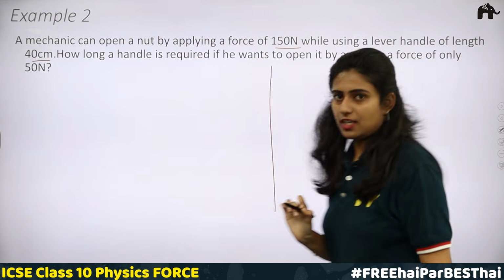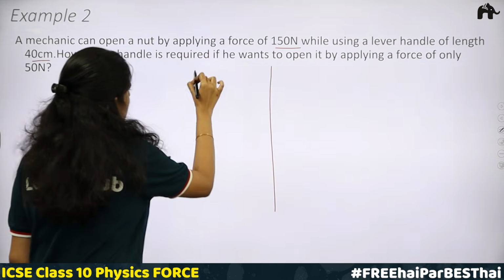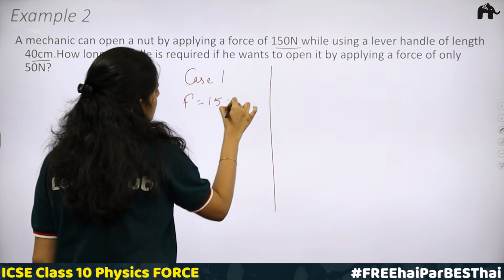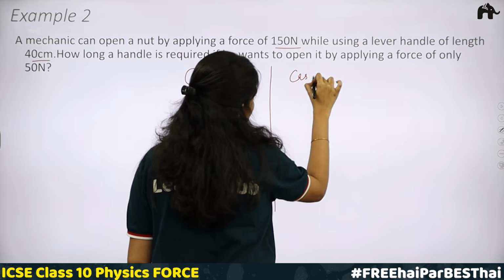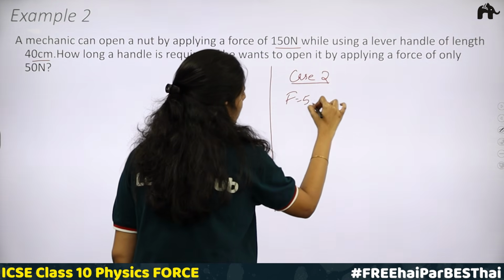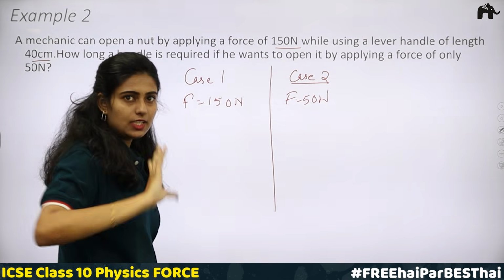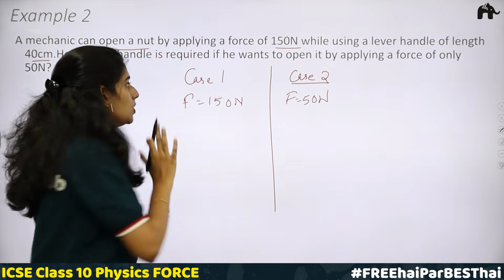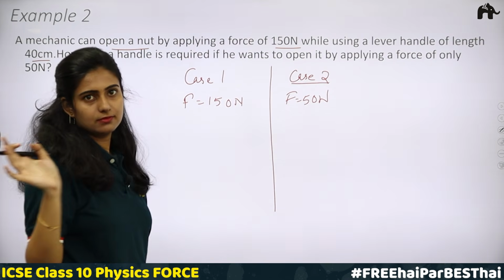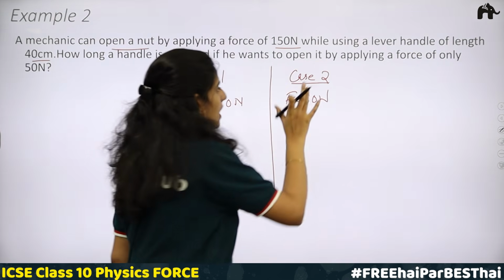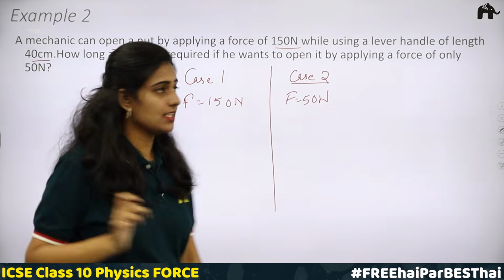So here we have two cases. In the first case, force applied is 150 Newton. And in the second case, he can apply only a force of 50 Newtons. In both the cases, what is the aim? He needs to open a nut. In both the cases, the torque will be the same. What the torque we get in the first case will be the same as the torque that we get in the second case.